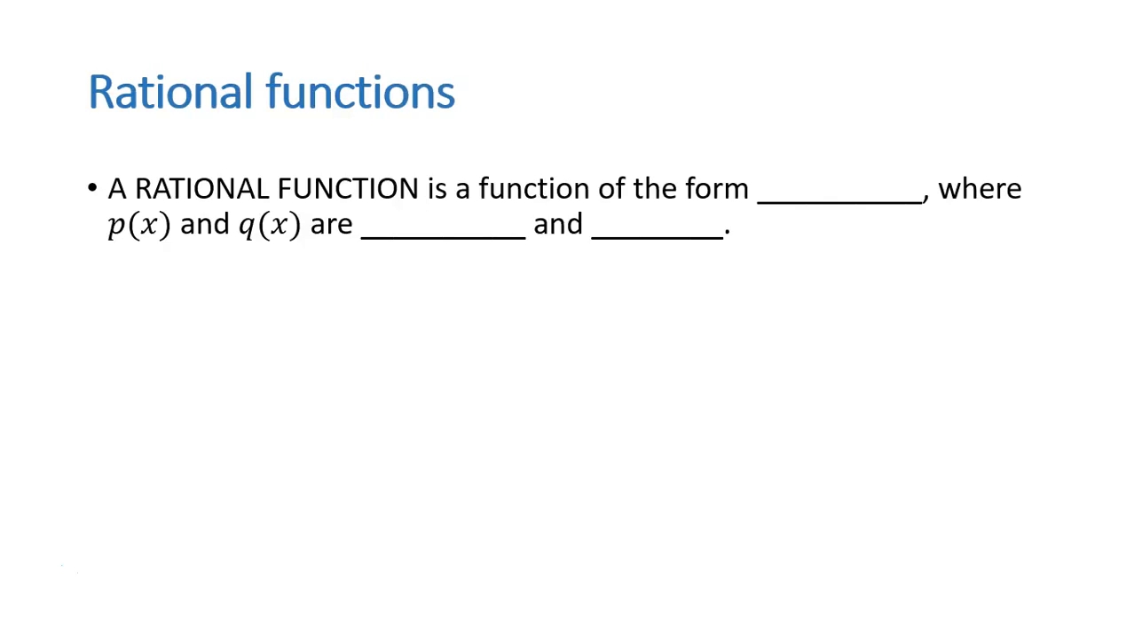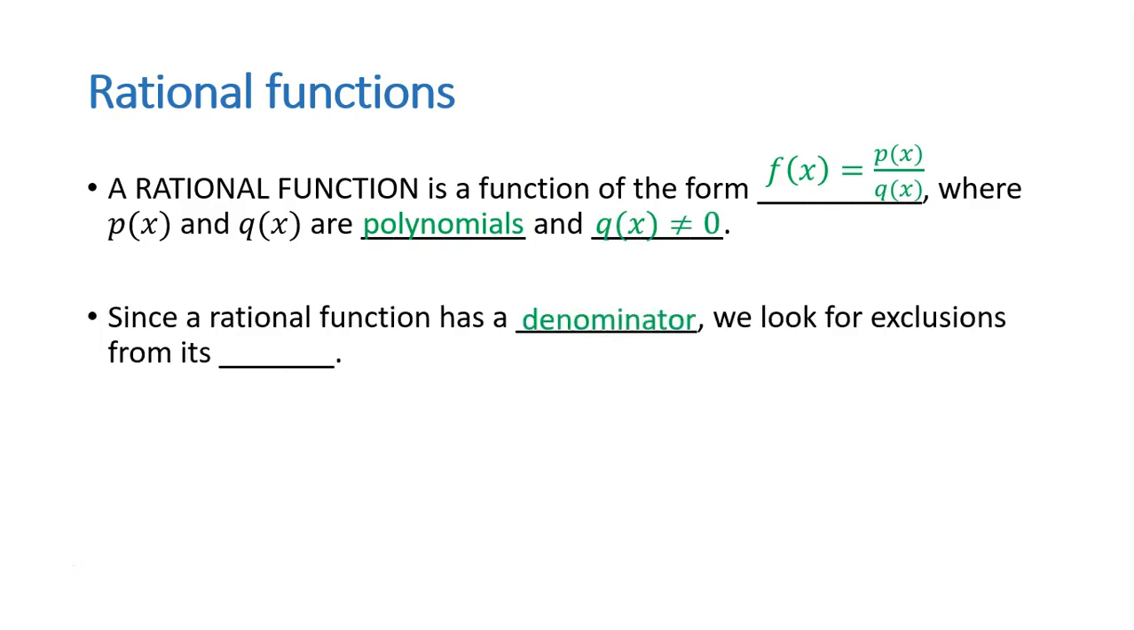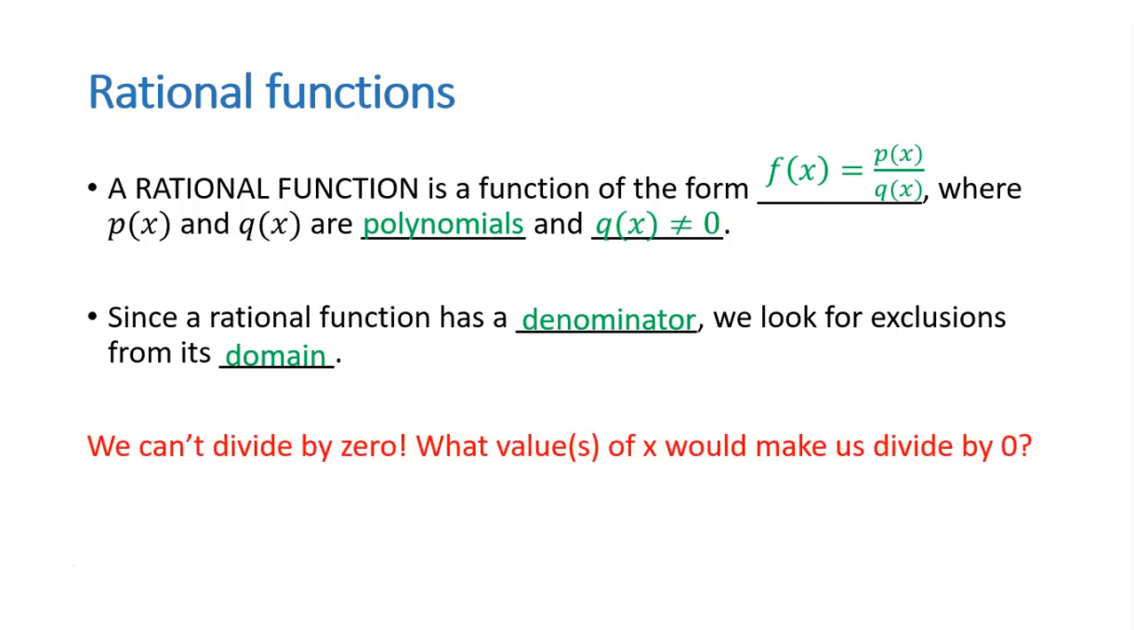Specifically, a rational function is a function of the form f of x is equal to p of x divided by q of x, where p of x and q of x are polynomials and q of x is not equal to 0. Since a rational function has a denominator, we have to look for exclusions from its domain, namely anything that would make q of x equal to 0. We recognize that we can't divide by 0, so we ask ourselves, what value or values of x would make us divide by 0? This is where we're going to start our study of rational functions by determining and describing their domains. So let's look at an example.